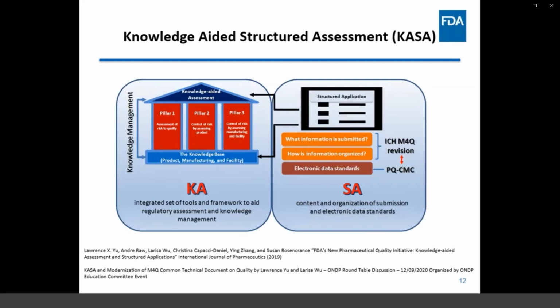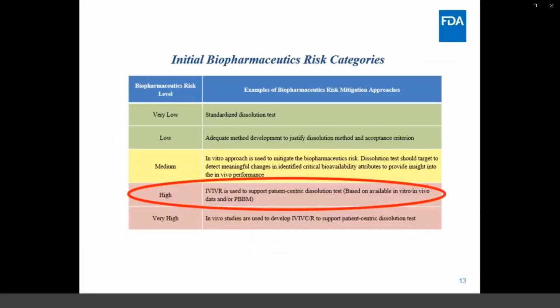The KA is built of 3 pillars. Pillar 1 is the assessment of risk to quality. Pillar 2 is the control of risk by assessing the product. And Pillar 3 is control of risk by assessing manufacturing and facility. Herein is how we can build this risk assessment into our assessments and leverage this information, for example, PBPK for biopharmaceutics assessment. Built into the CASA framework is our initial biopharmaceutics risk mitigation strategies.